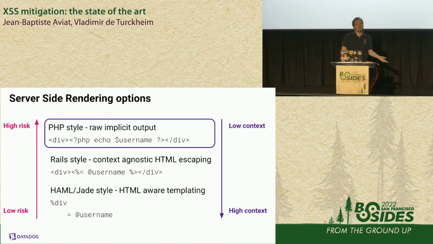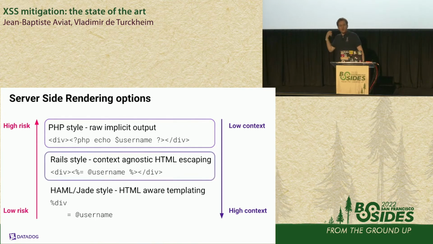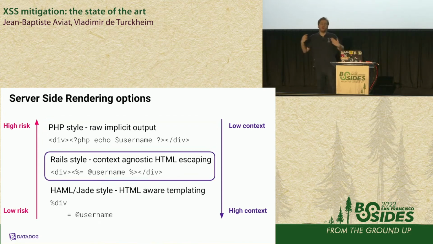So here, the templating engine does not have any context about what it is actually doing. It's just building strings. That's why you have high risk, because the tooling can't help you. It doesn't know enough to help you. However, if you get to more modern stuff like ERB, EJS, well, it's context agnostic, but it still knows that it is rendering something that should be escaped.